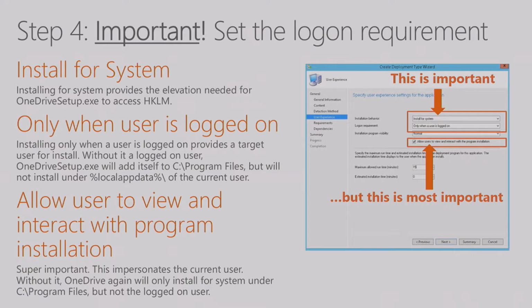So this last thing is allowing the user to view and interact with the program installation. Make sure this is checked because this is just part of the impersonation of the user. We've actually run tests to see what happens if this checkbox is not checked, and we find that OneDrive setup.exe tries to install only under C program files. So it's really both setting the logon requirement to run only on user logon and allowing user interaction that actually has a successful deployment here.